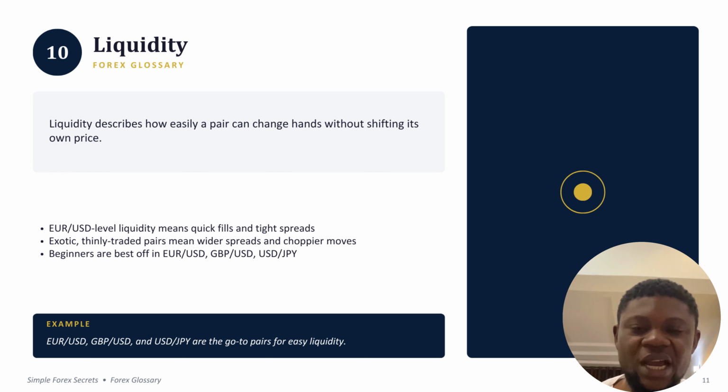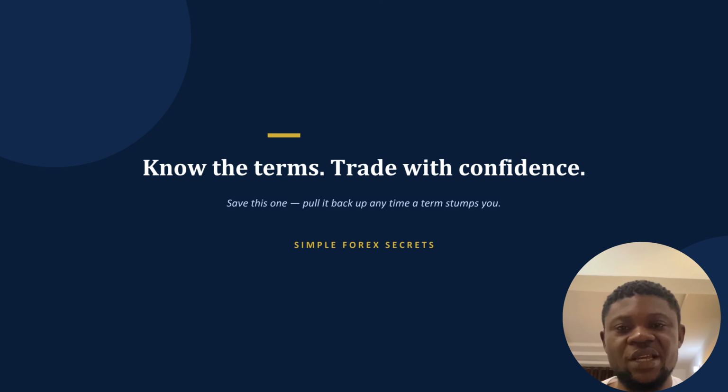High liquid means there are always buyers and sellers, and so trades execute very fast and spreads are tight. For low liquid pairs, there are fewer participants, and so spreads are wider and price can move more unpredictably. So as a beginner, stick to high liquid pairs such as Euro USD, GBP USD, USD JPY. They are more predictable and cheaper to trade compared to the low liquid pairs such as the exotics. So these are the core Forex terms every beginner needs in their vocabulary.